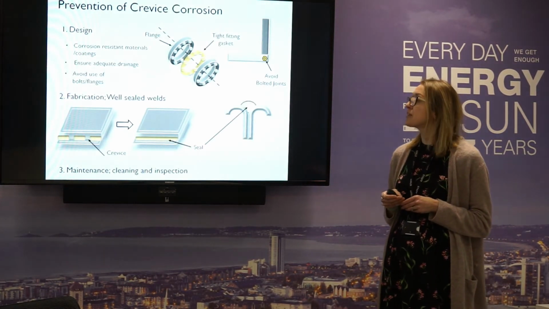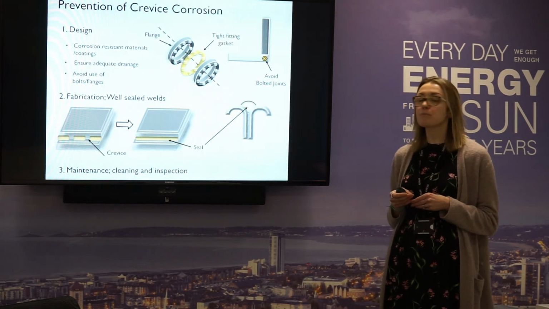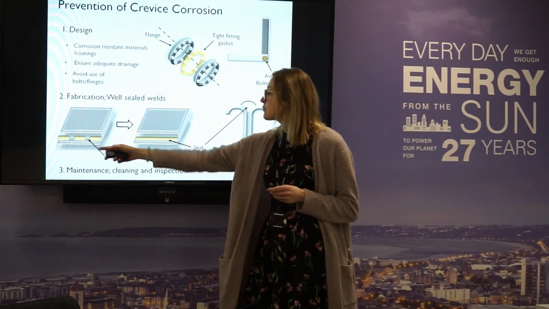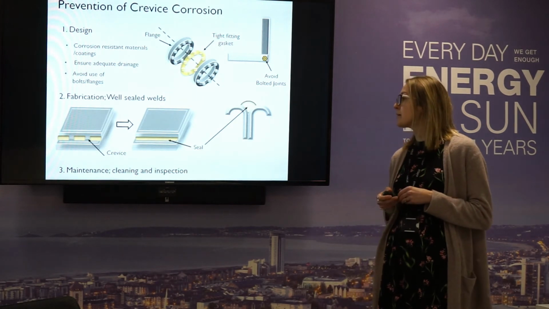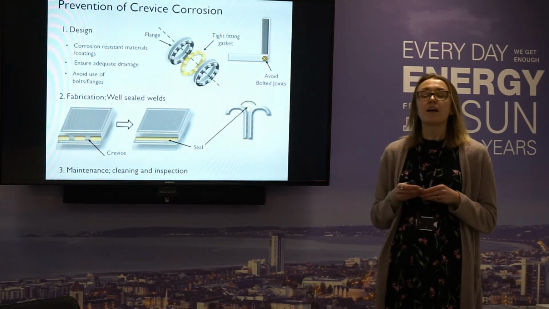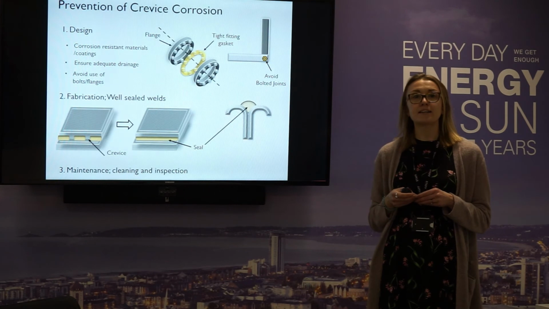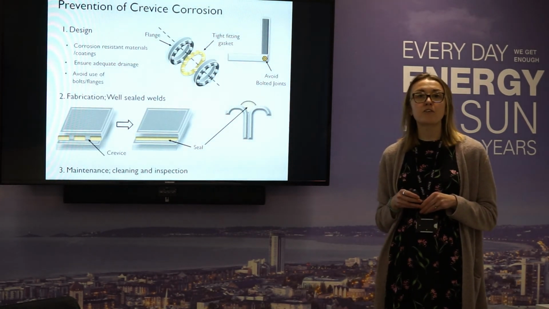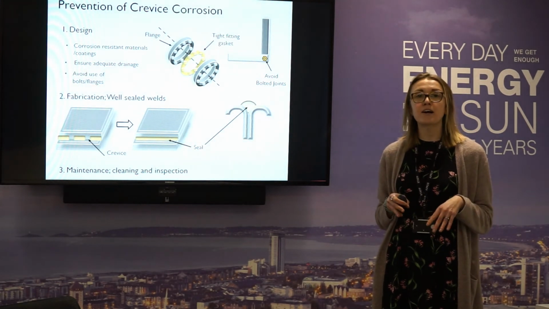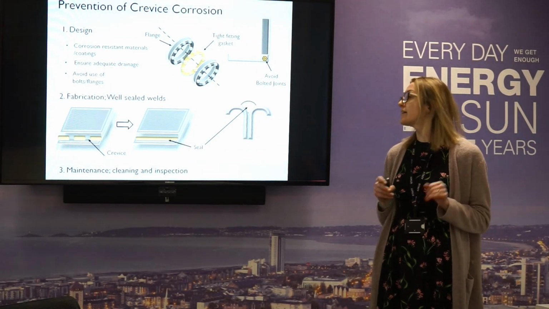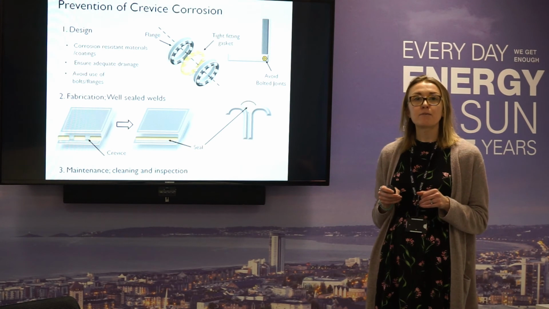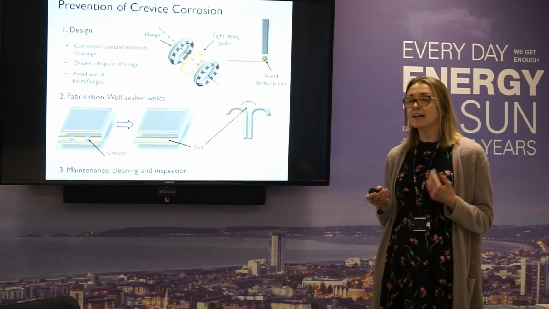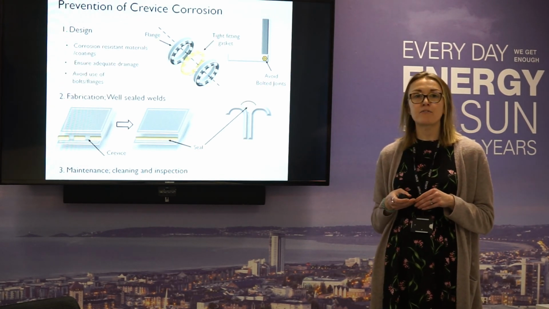Then secondly, fabrication. We can use welds in order to seal gaps, so we can see that in this case the weld is incomplete and therefore we get a build-up of a crevice. And then finally, in terms of maintenance, crevice corrosion can occur under bits of corrosion product or dirt or sand where it's really difficult for the oxygen to flow under, and therefore it's really important that we do regular cleaning and inspection to get rid of this and prevent the issue.